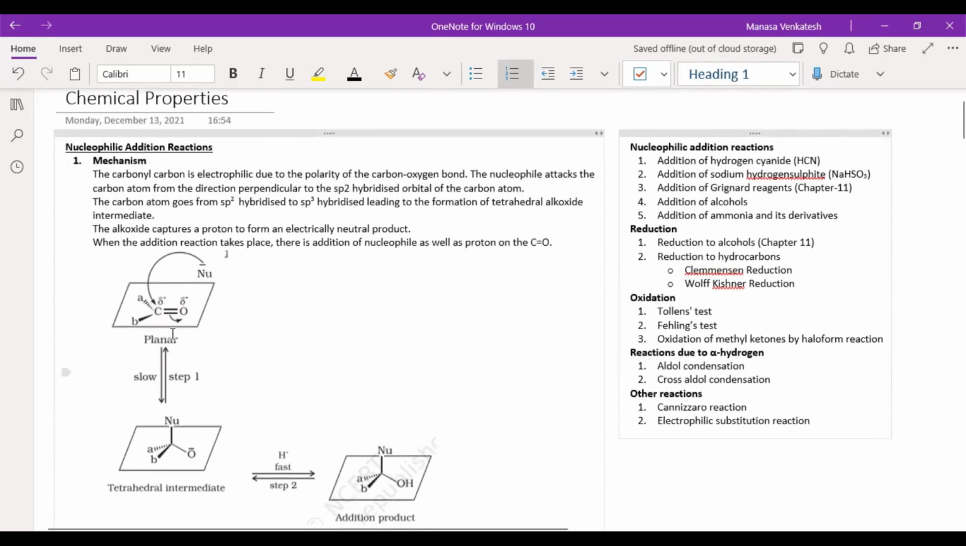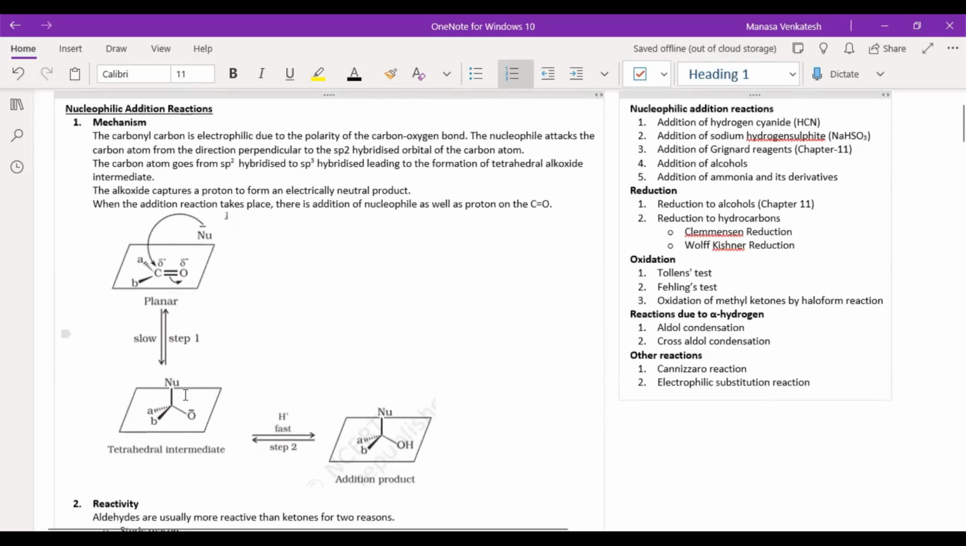Now, when you have the carbonyl carbon, as I told you when we talked about the nature of the carbonyl carbon, we know that it's electrophilic in nature. And this is because of the oxygen atom being more electronegative. So nucleophile is going to come and attack the carbonyl carbon, and this is going to shift the double bond towards the oxygen. So what happens is it is attacking the direction perpendicular to the sp2 orbital, and the carbon atom is going to get converted from an sp2 hybridized to an sp3 hybridized carbon atom, and this leads to formation of this tetrahedral intermediate.